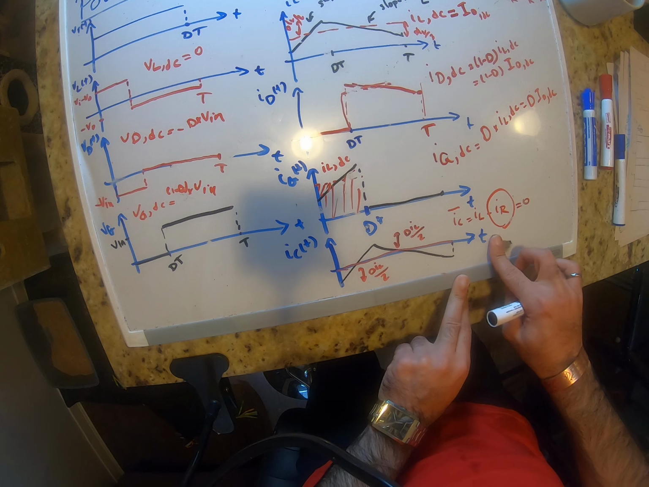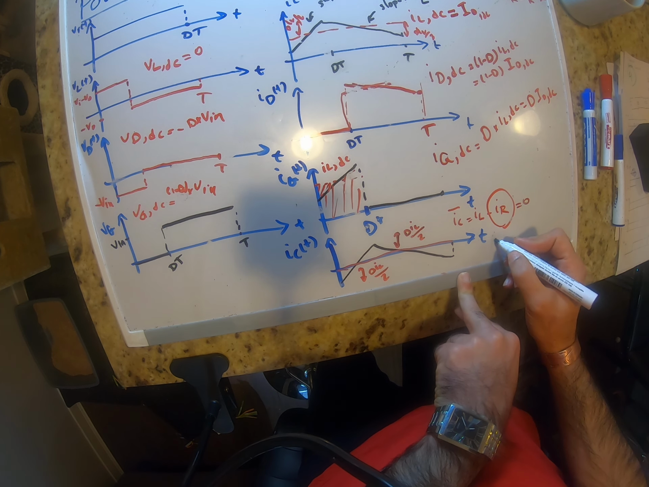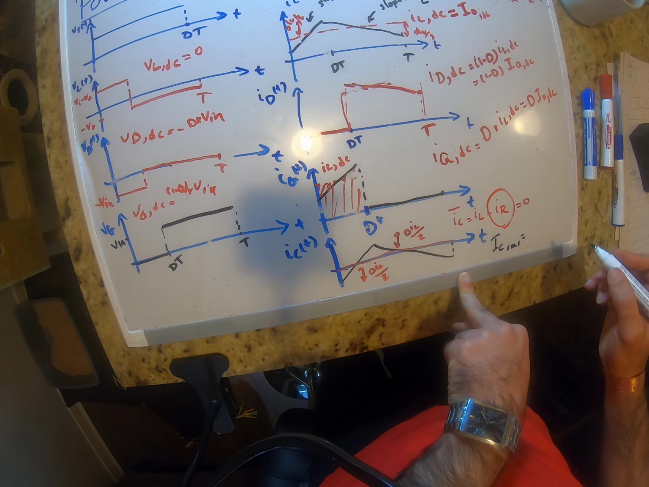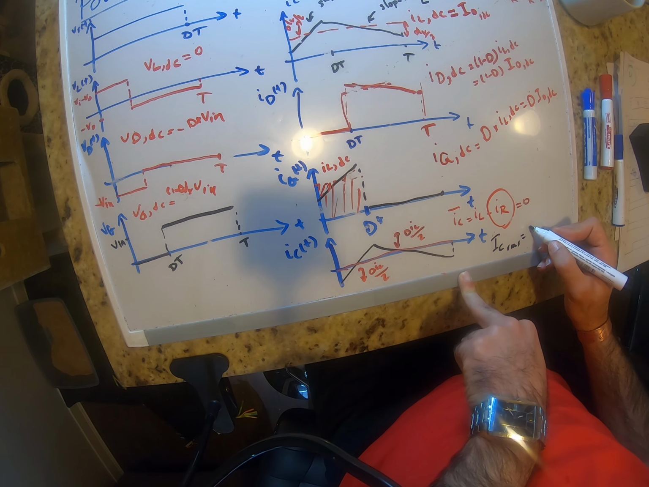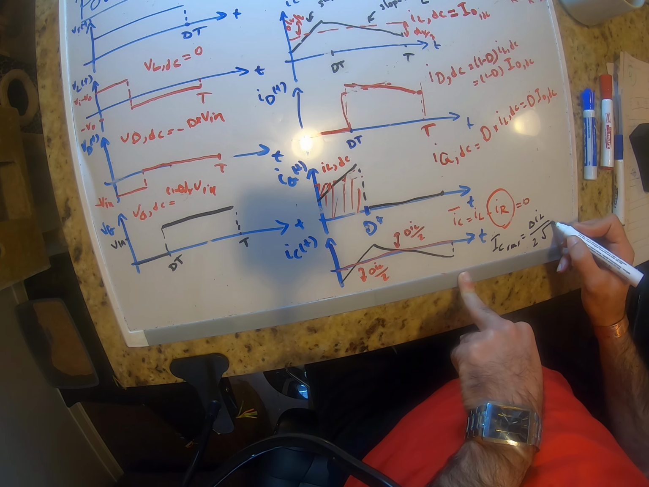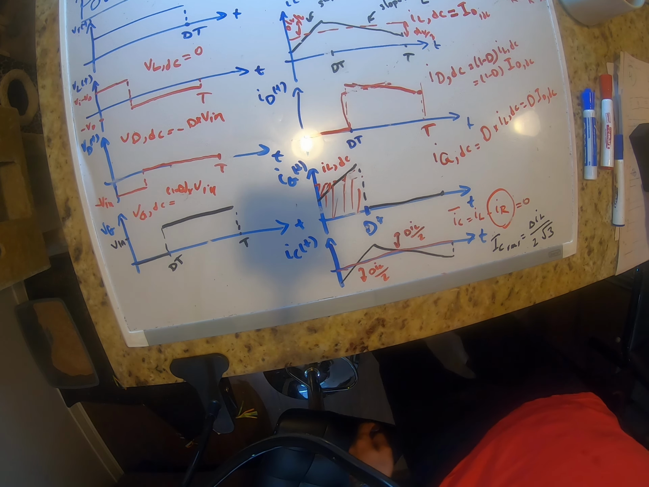Let me do capital. IC RMS is equal to delta IL divided by 2 root 3. Okay.